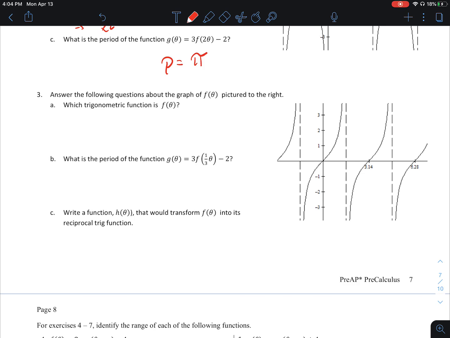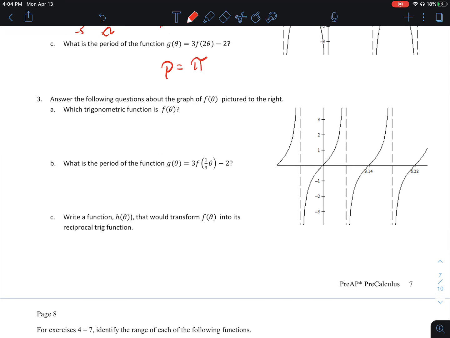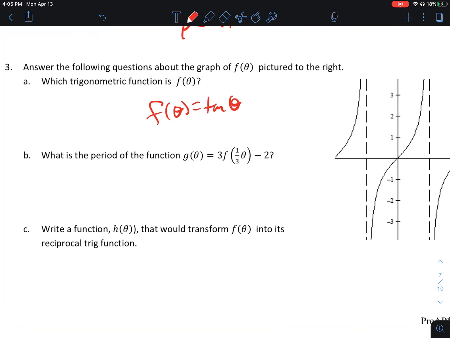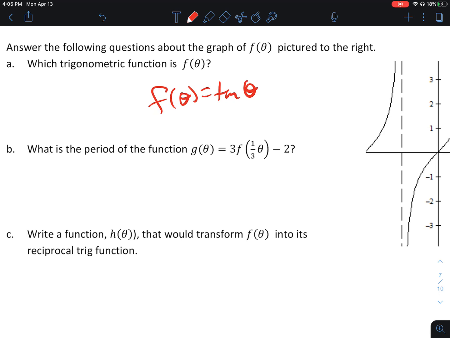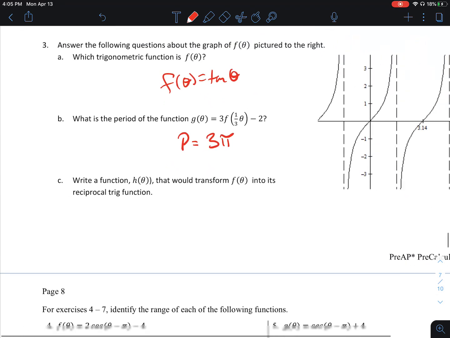Number 3, which function is this? Well, this is tangent or cotangent. Tangent's the one that starts and ends the period on the midline, so this one is tangent. What's the period? Well, the period for the parent graph for tangent is pi. This 1/3 that you're multiplying by inside the function dilates the graph horizontally by 3. So the period is pi times 3, which is 3 pi.